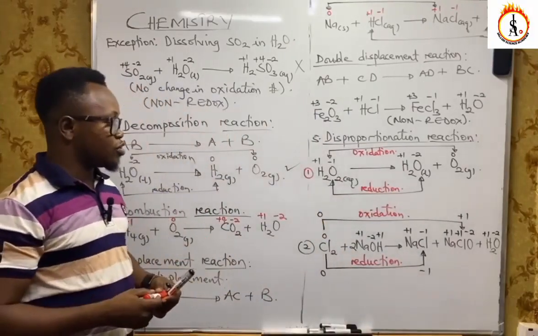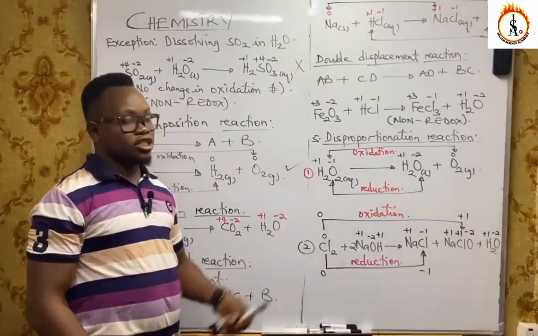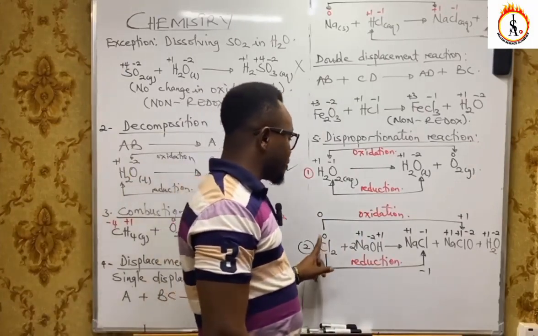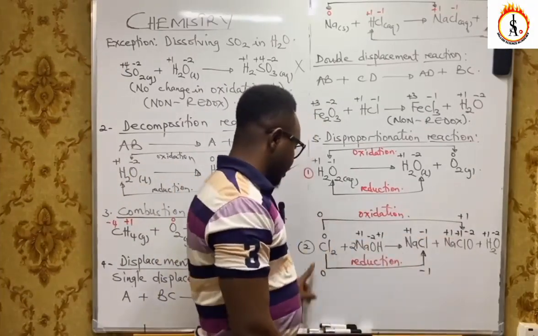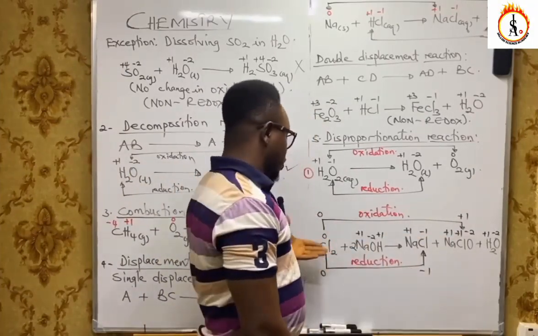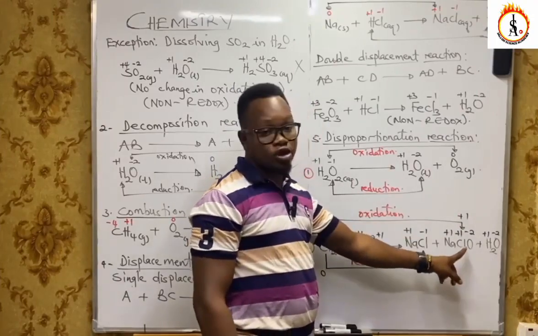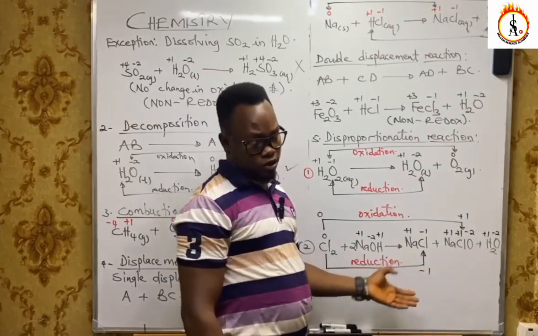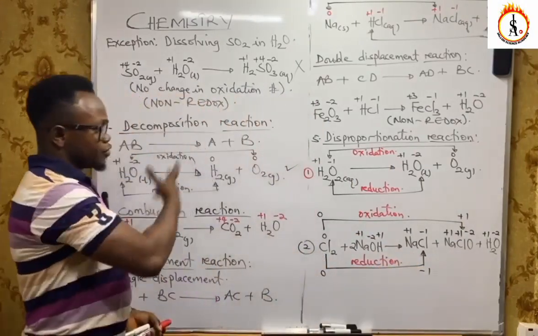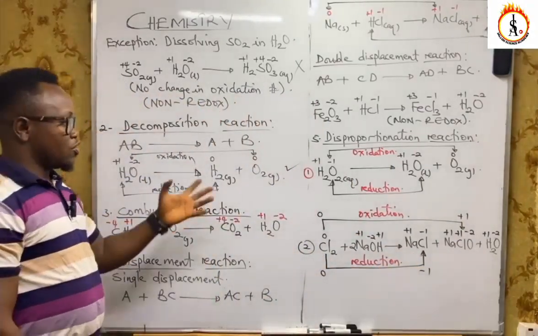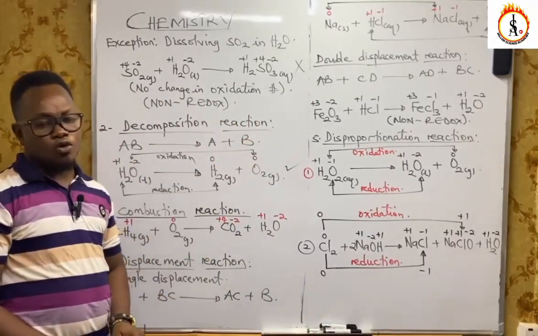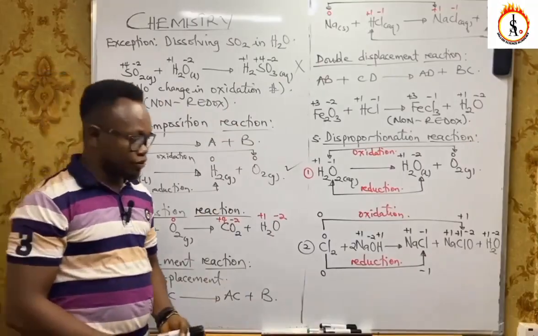So this is also an example of a disproportionation reaction. You have the same species simultaneously oxidizing and also reducing. It oxidizes in the formation of the sodium oxochlorate, and it reduced in the formation of the sodium chloride. So these are examples of redox reactions. So next we move over to non-redox reactions.